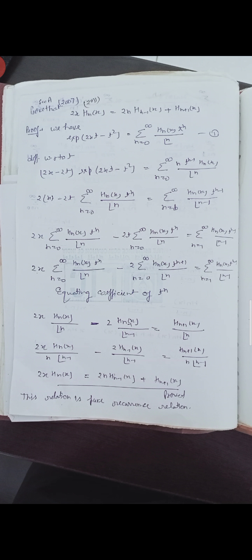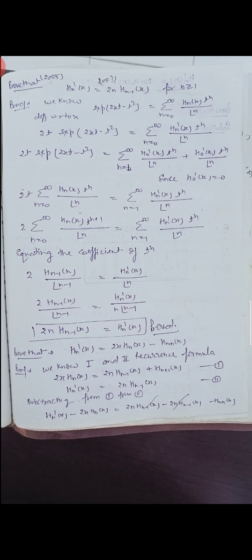Equating the coefficient of t^n, this is 2x Hn(x)/n! minus 2 Hn-1(x)/(n-1)! is equal to Hn+1(x)/n!. This is 2x Hn(x)/(n(n-1)!) minus 2 Hn-1(x)/(n-1)! is equal to Hn+1(x)/(n(n-1)!). Again this can be written as 2x Hn(x) = 2n Hn-1(x) + Hn+1(x). This relation is the pure recurrence relation.